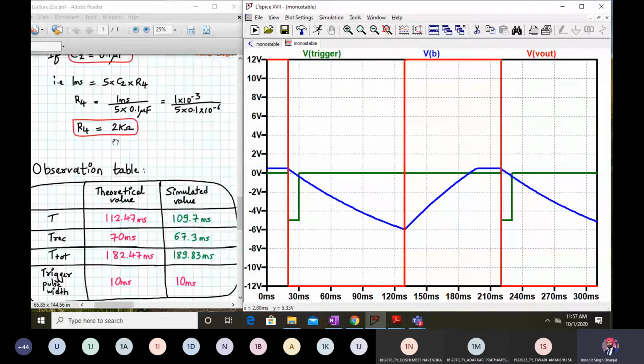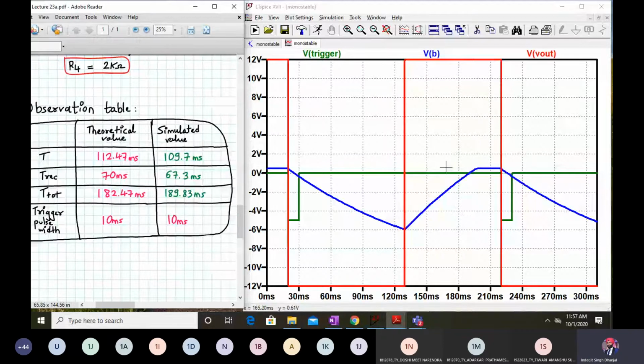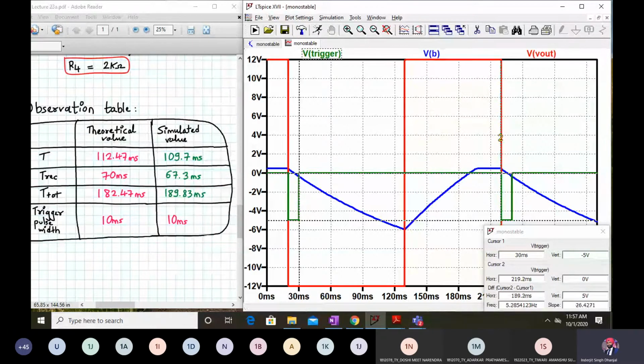Total. So what is this? The total is the total time between the trigger pulses. So the distance between the two trigger pulses is my total time, from here to here. Let me take the cursor and mark it again and show it to you. Then we'll start with the explanation of the monostable multivibrator. The second cursor will go over here like this. How much is this time?